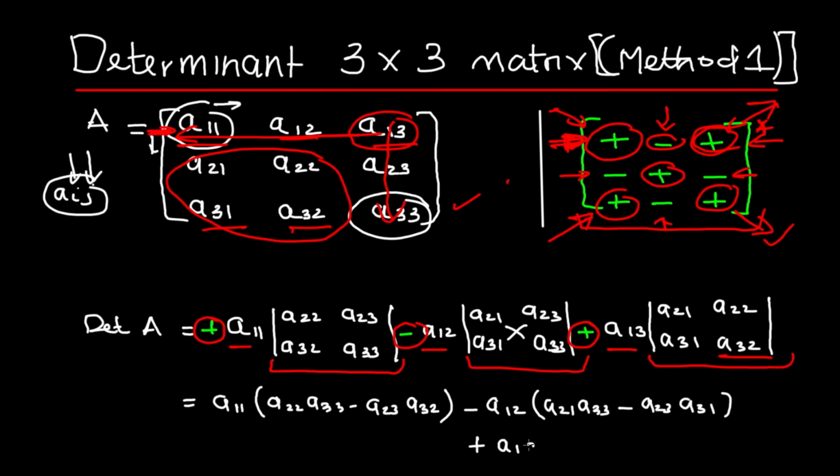Then I go on to say plus this portion here, A13. Then I get A21, A32 minus A22, A31. Okay, so this is the determinant of A. All right, so this is the theory. Now we'll do an example.